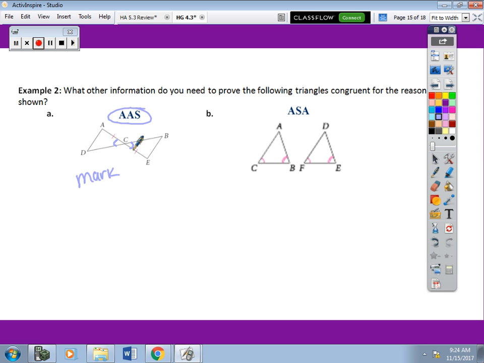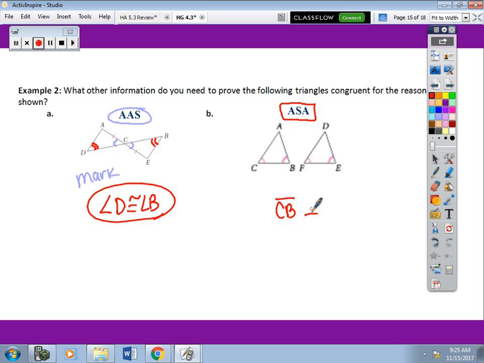So what other side or angle would I have to know is congruent so that it would be angle, angle, side? Brett? That angle D is congruent to angle B. Yes. D is congruent to B. That way I would have angle, angle, side, angle, angle, side. In this one we want to prove angle, side, angle. What other piece of information would I need to know? Joy? Good. I would need to know that these two segments were congruent in order to prove ASA.